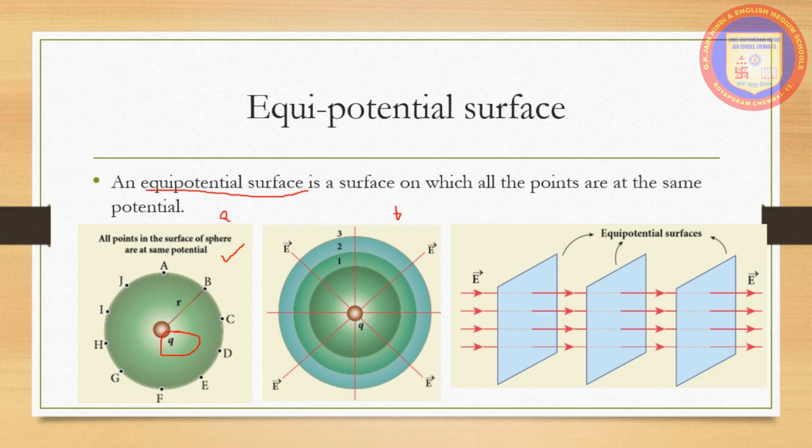Next, if it is a set of planes as shown in the third diagram, the equipotential surfaces form a set of planes normal to the electric field E.